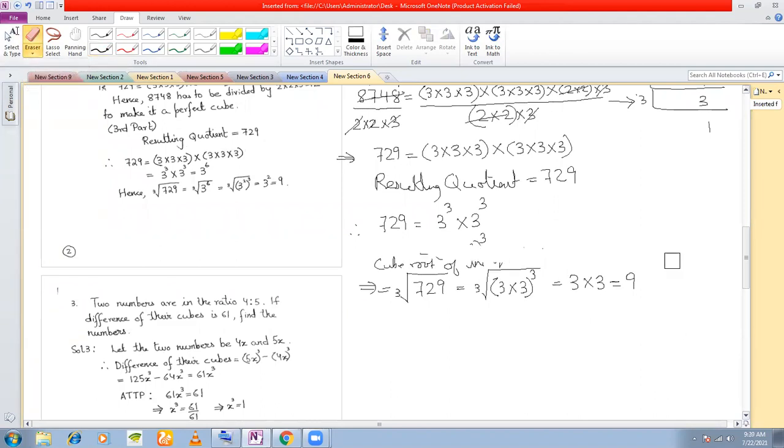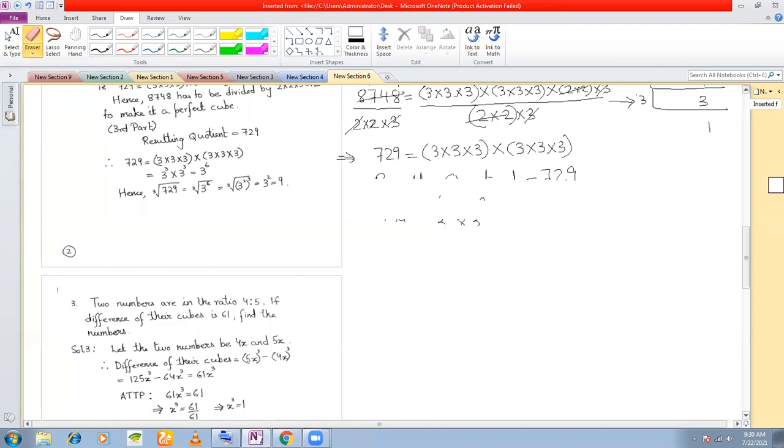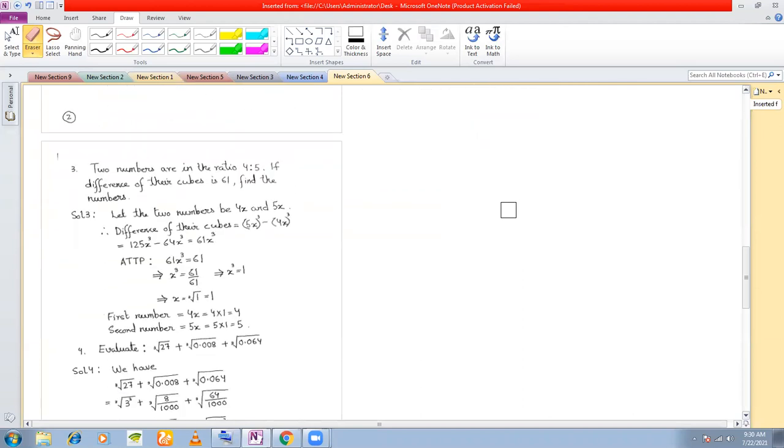Moving on to the next problem. Two numbers are in the ratio 4:5. If the difference of their cubes is 61, find the numbers. Two numbers are in the ratio 4:5. So I can take the numbers as 4x and 5x. So let the two numbers be.